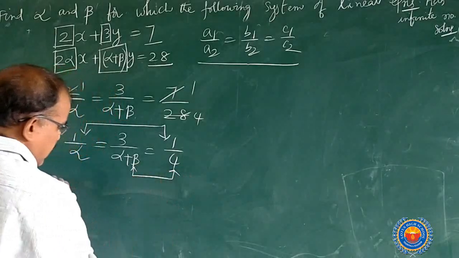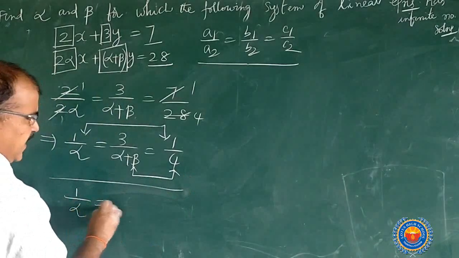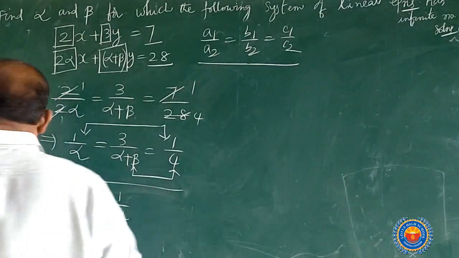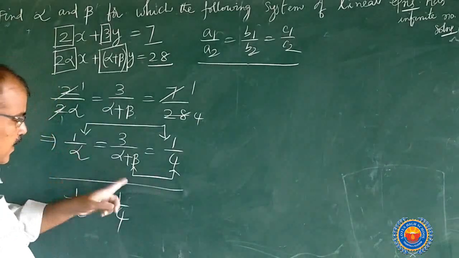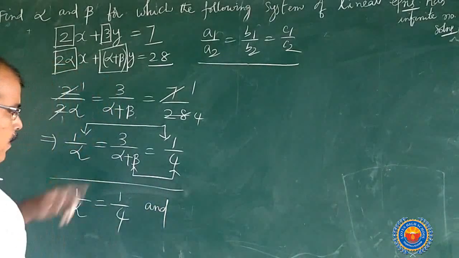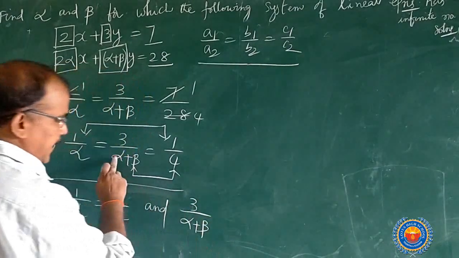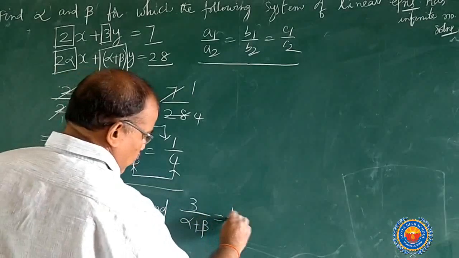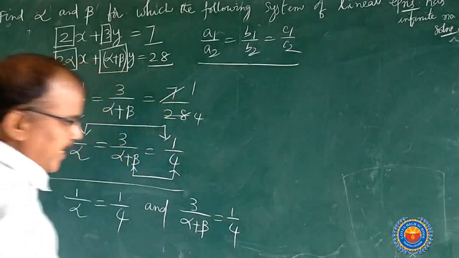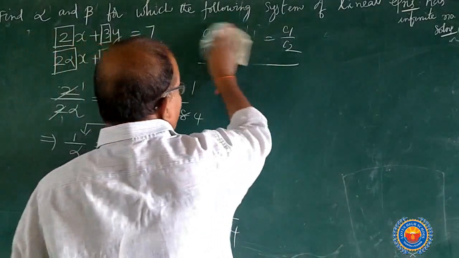Okay. Now first I will write. What is the first one? 1 by alpha is equal to 1 by 4. And 3 by alpha plus beta is equal to 1 by 4. Now I am going to find alpha and beta. Anyhow, alpha is equal to 4. I got it already.